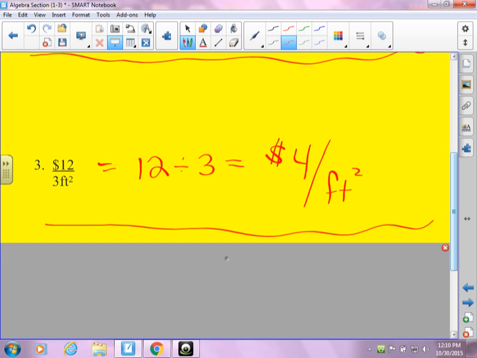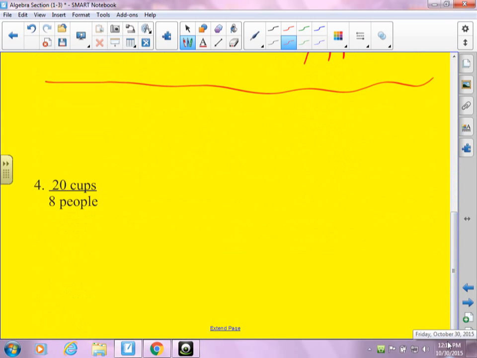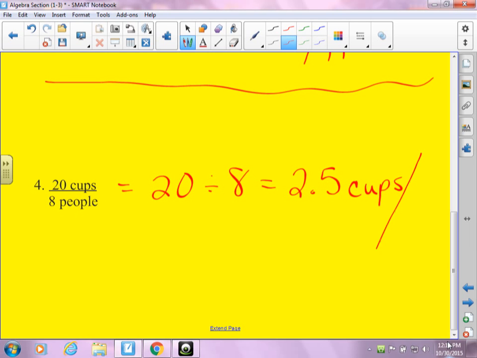Okay. And finally, number 4, I've got 20 cups for 8 people. I would take 20, I divide that by 8, and I end up with 2.5, and it would be cups per person.